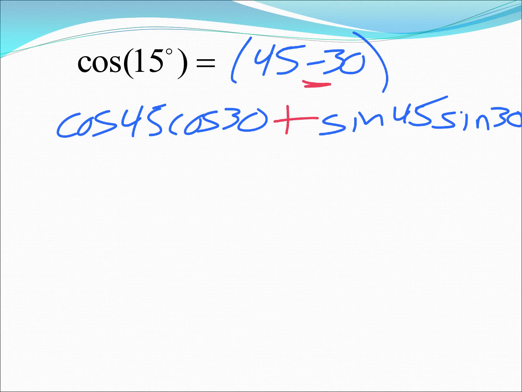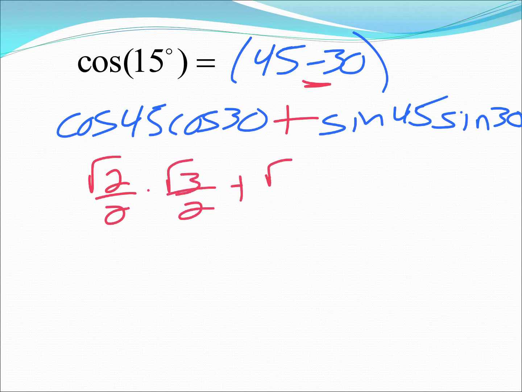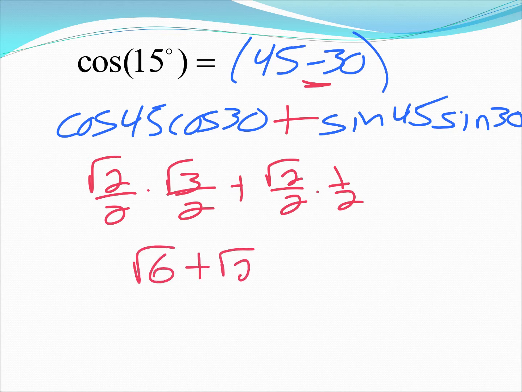Okay, so now we're going to plug things in. And when I plug in my values, I should get radical 2 over 2 times radical 3 over 2 plus radical 2 over 2 times 1/2. And when I simplify all of that, I'm going to get the square root of 6 plus the square root of 2 all over 4. And then we have the cosine of 15 degrees.